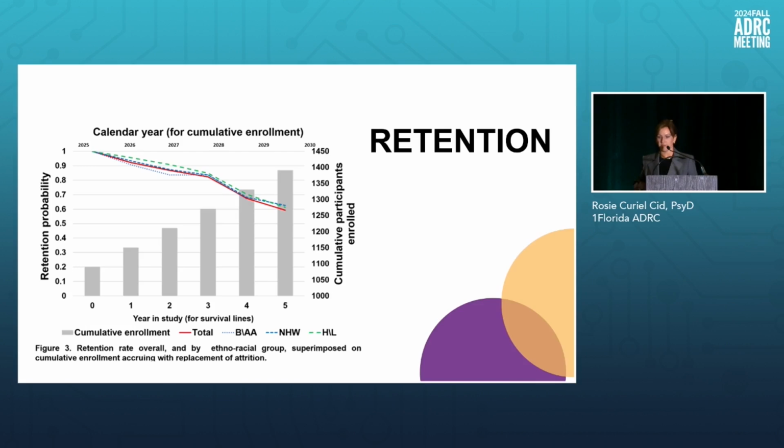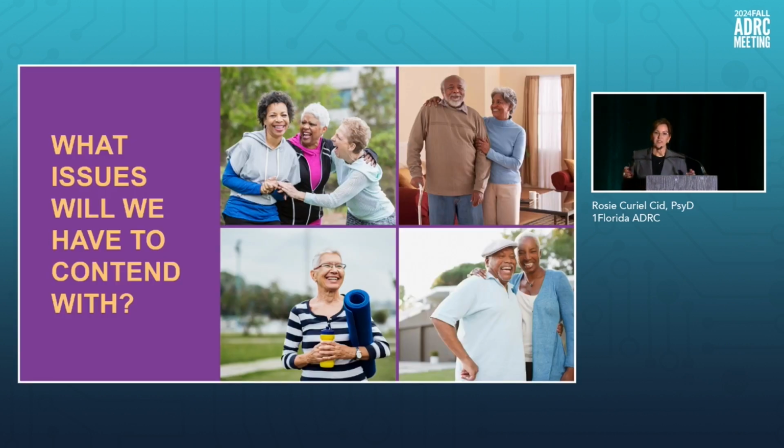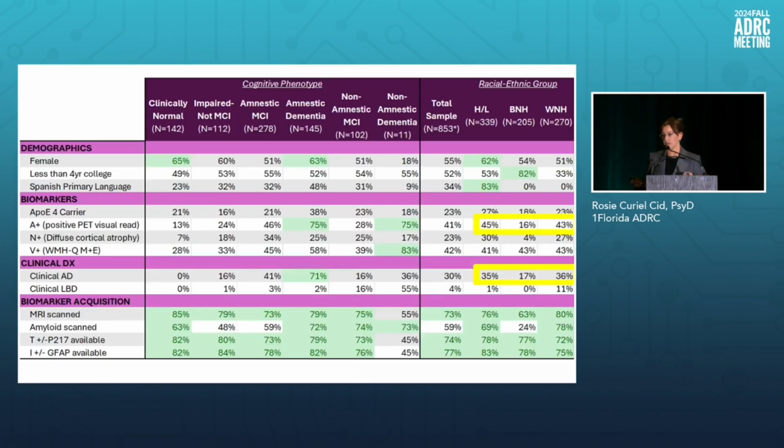So that's really good. So when you diversify your cohorts more, what kind of issues are you going to have to contend with? I'm going to share with you some of the issues we've had to contend with and some possible solutions that worked for us.